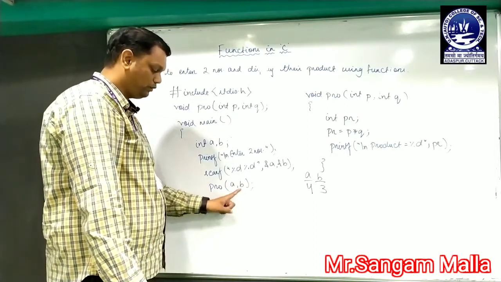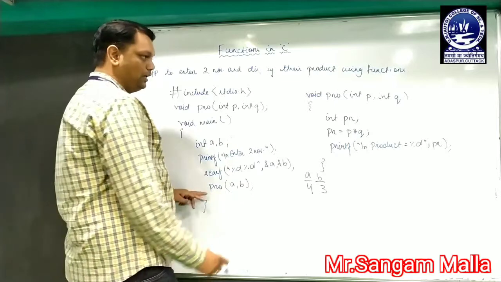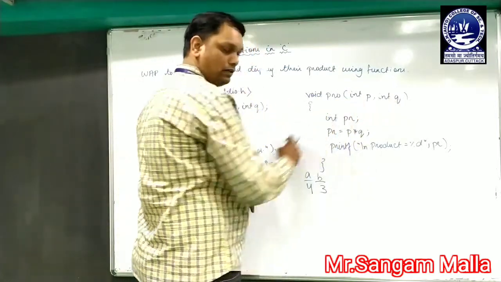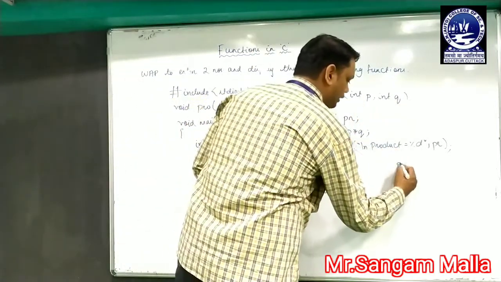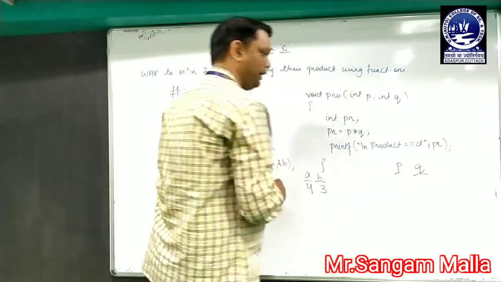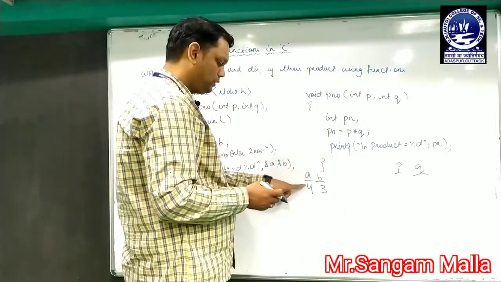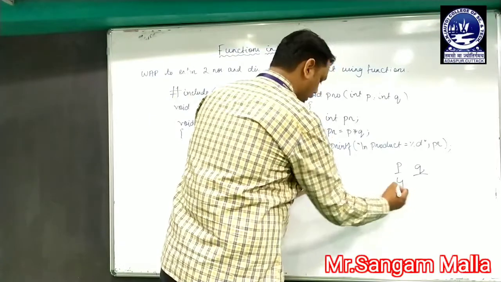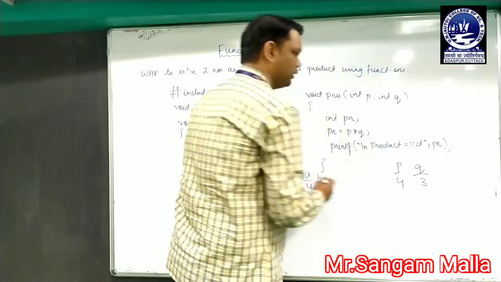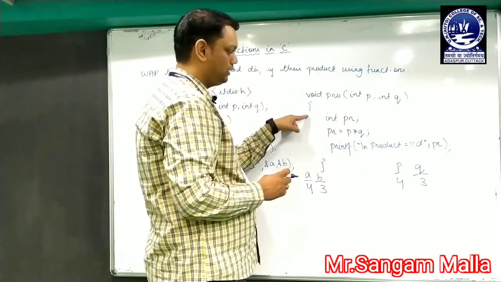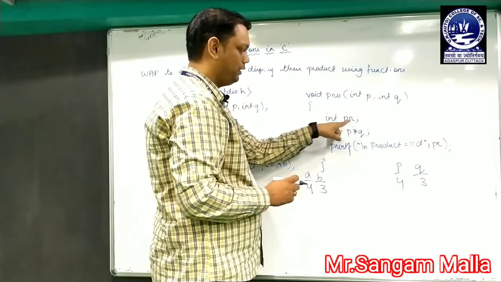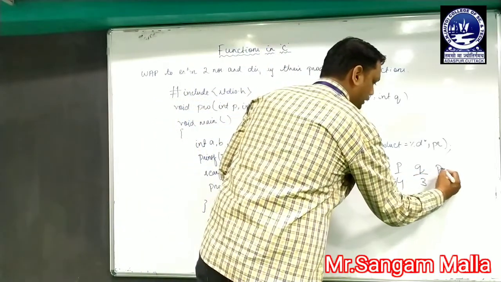That means 4 and 3 will be passed to the pro function and it will be received by p and q. So here p and q will hold the value of a and b respectively. So that means 4 will be stored in p and 3 will be stored in q. Now it will enter the block of the pro function and it will take another variable, that is pr.